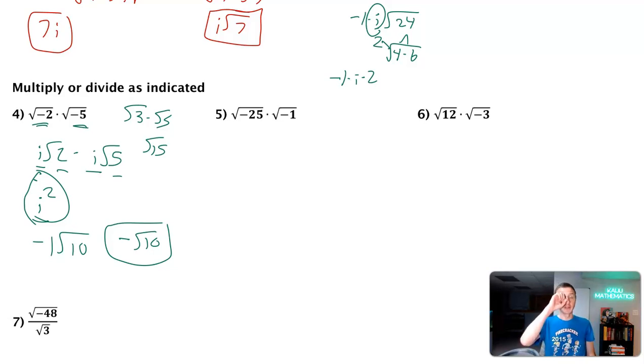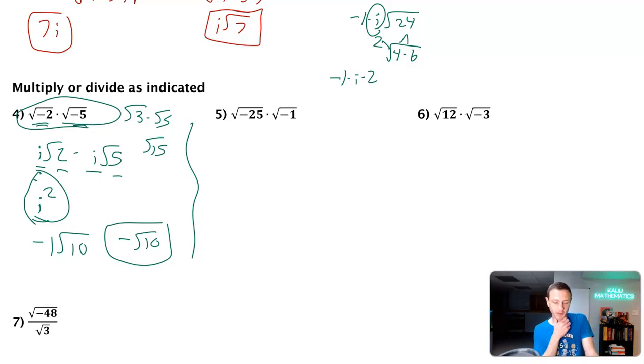Because technically, we have -2 times -5. So if we're thinking about just the real number system, the square root of -2 is a non-real number, the square root of -5 is a non-real number, so it doesn't equal the square root of 10. That doesn't work. So that's why we have to account for the non-real number i, and pull those i's out.